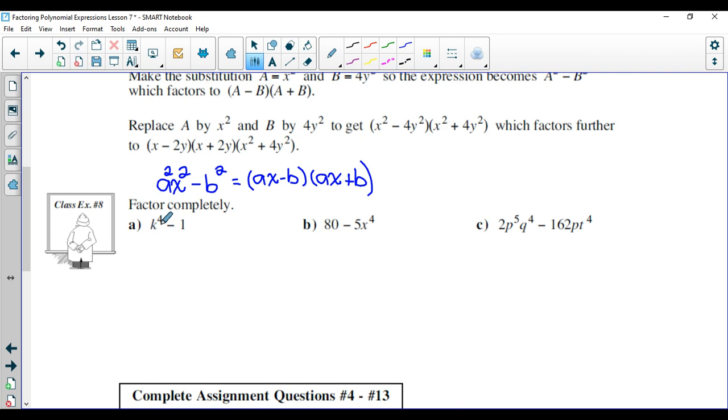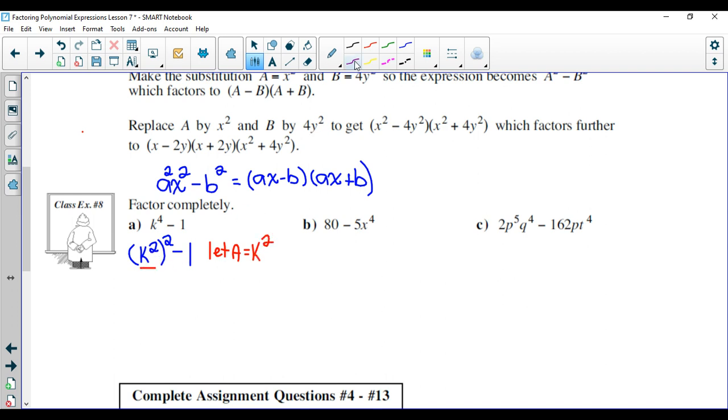The immediate thing here is that I have a difference between two numbers. As soon as you see just two terms and a difference, you should be thinking difference of squares, even though the first term is to the power of 4. We can write it so it actually is a difference of squares. I could rewrite this as k squared to the power of 2 subtract 1. Now I can do a substitution. Let capital A be k squared.